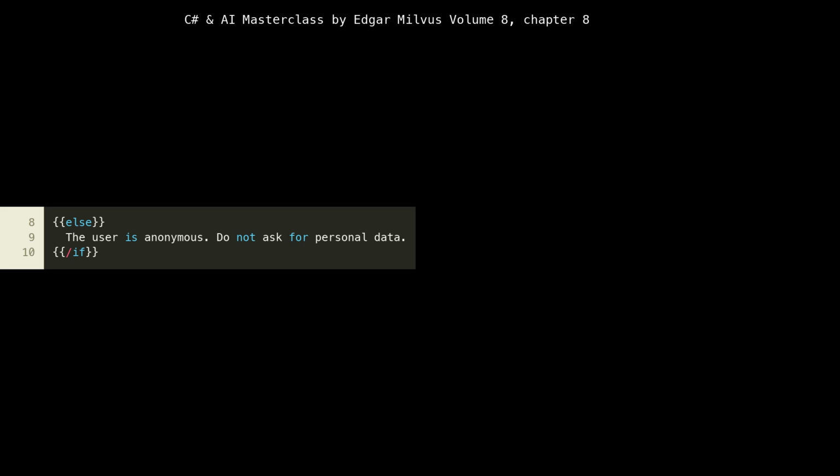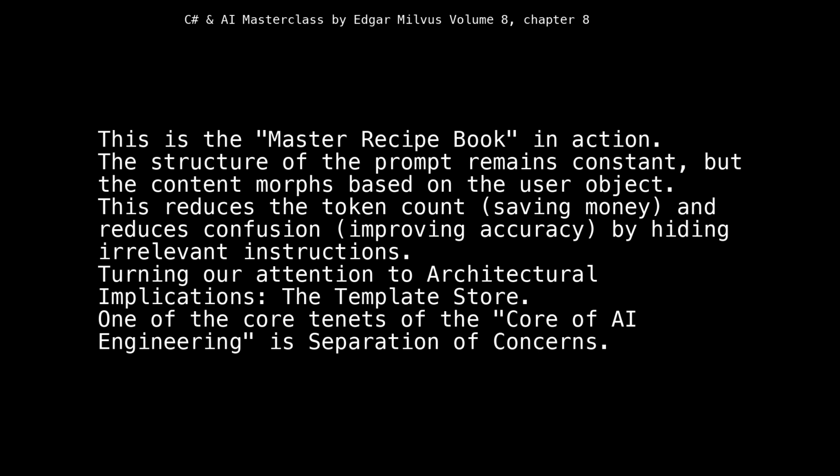It prevents the AI from overstepping its bounds when user identity is unknown. This is the master recipe book in action. The structure of the prompt remains constant, but the content morphs based on the user object. This reduces the token count, saving money, and reduces confusion, improving accuracy, by hiding irrelevant instructions.